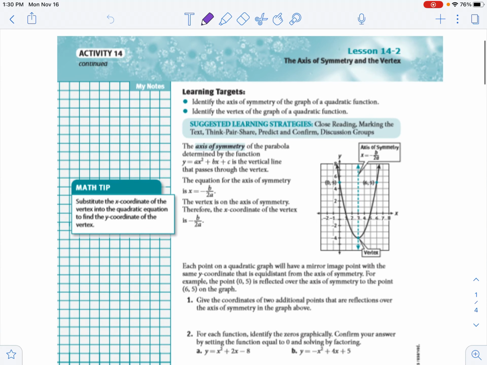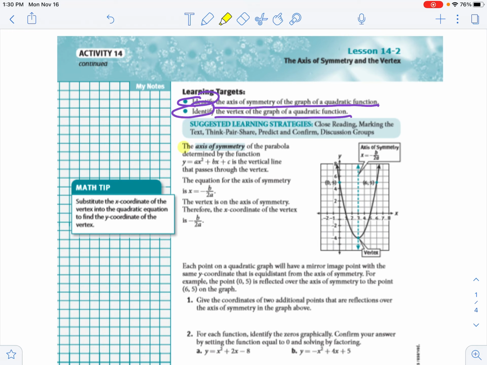Hi, welcome to lesson 14.2, the axis of symmetry and the vertex. It's actually a little vertex formula that we're going to go over again today. So first we're going to learn to identify the axis of symmetry of the graph of a quadratic and then identify the vertex of the graph of a quadratic.